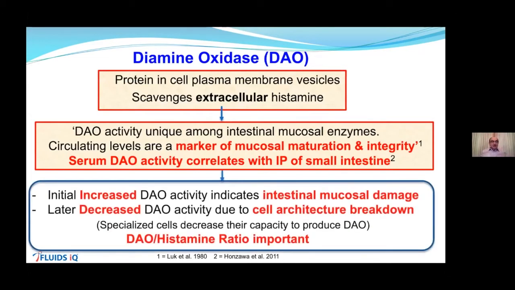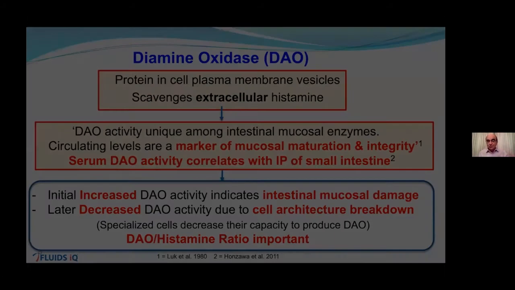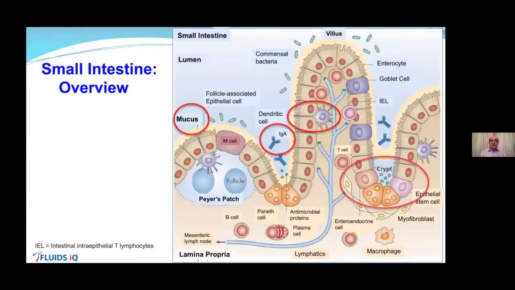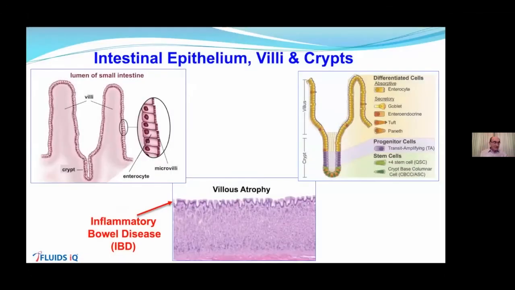component in digestion. And in fact, if you are having a problem with intestinal damage, initially there's increased DAO activity, but eventually, if that continues, you begin to get decreased DAO activity because the cell itself, its physical architecture, breaks down. And so that's why both histamine and DAO, and the ratio of the two, is extremely important. I'm not going to go over the overview of the small intestine.